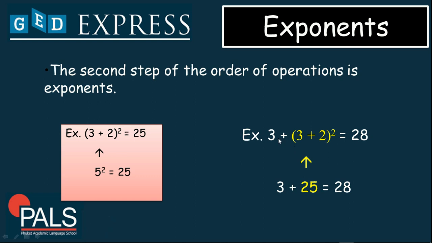Suppose we have a 3 outside the parentheses, and you need to add it to the one inside. After simplifying, 3 plus 2 is 5, and 5 raised to 2 gives you 25. You go with the last process of solving the equation: 25 plus 3 gives you 28.